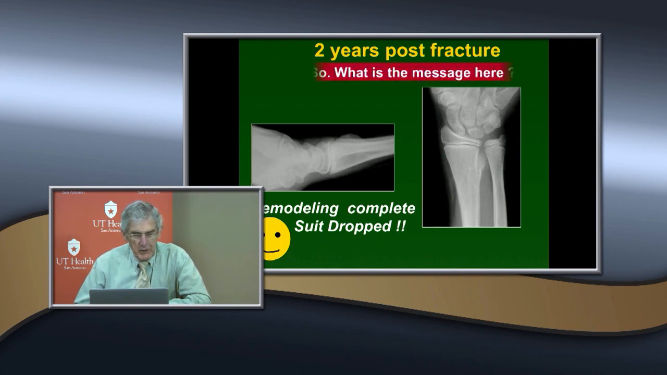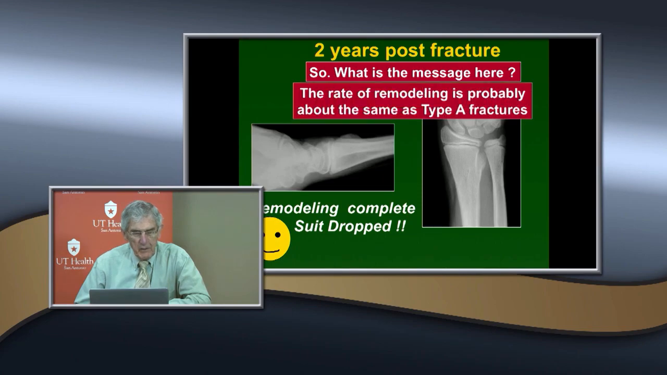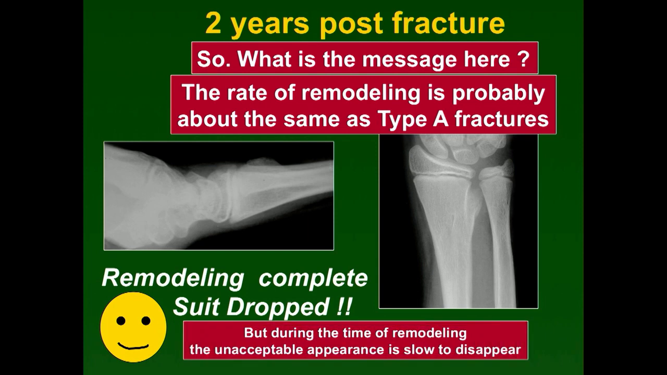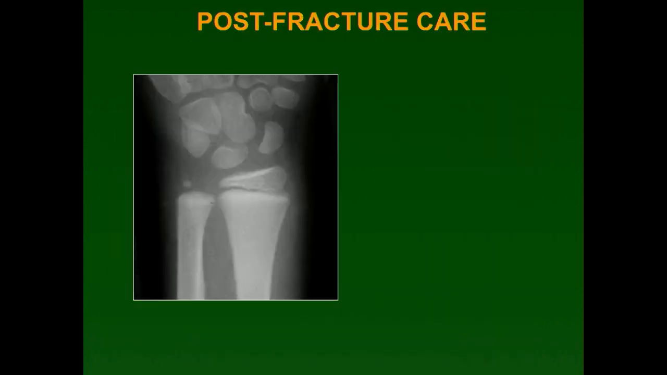But, what's the message here? Well, the radial remodeling is probably about the same as type A fractures, but during this period of remodeling, you have an unacceptable appearance, and it's slow to disappear. Whereas in the other ones, you don't see the angulation if it's dorsally displaced.